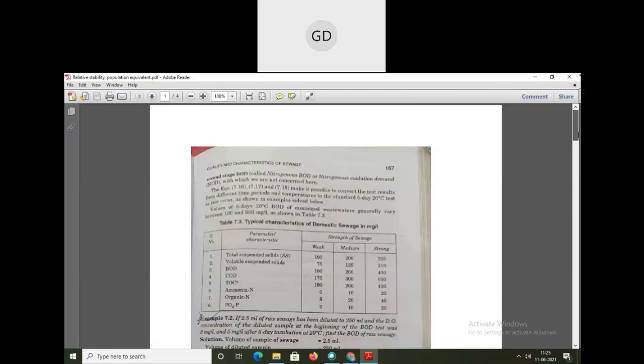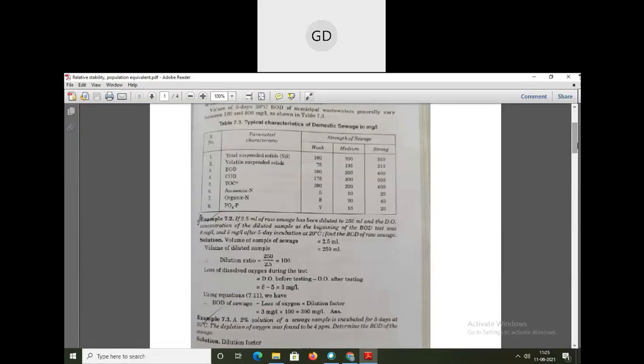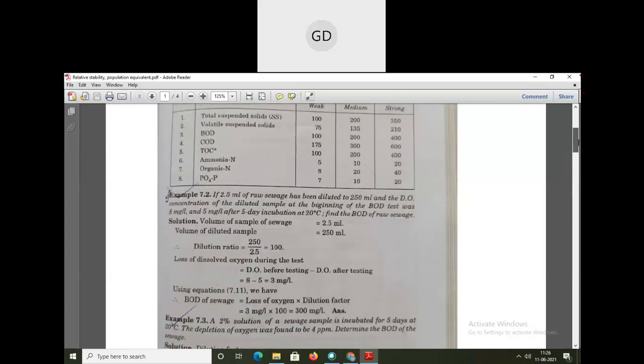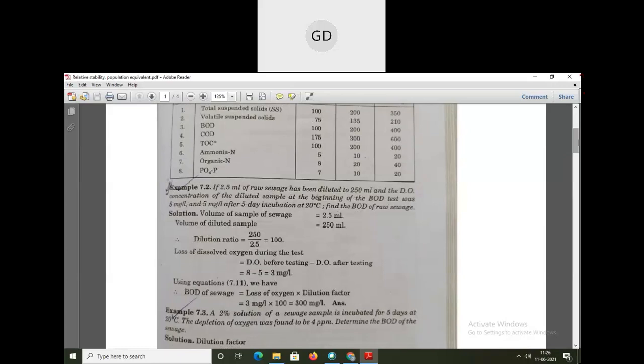Okay, so we have discussed the BOD formula, right? So we will have to do some numericals related to BOD. This is one of the numericals you can see, related to your DO concentration and also the BOD, to find out the BOD.